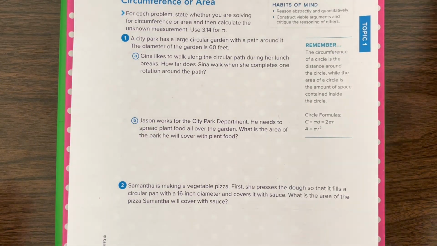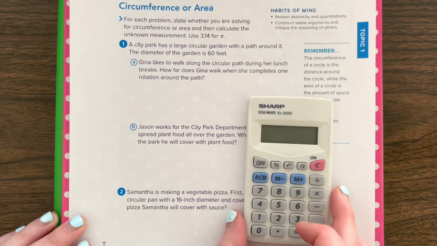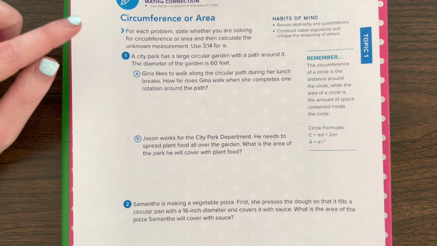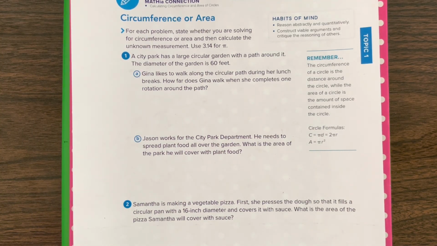All right, so for notes, you need to make sure that you have a calculator handy here. What we're going to do is for each problem, we're going to state whether we are solving for circumference or area and then calculate the unknown measurement. We're going to use 3.14 for pi.